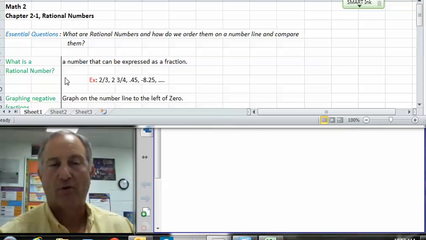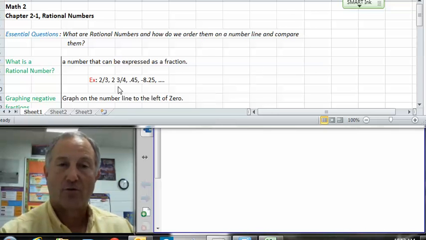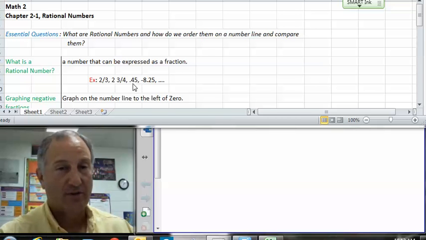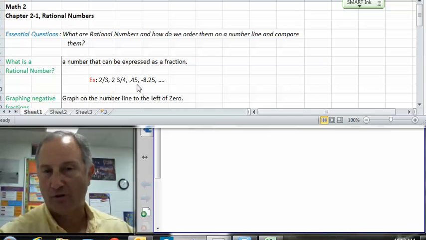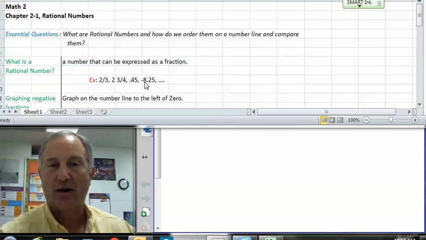So if we can write the number as a fraction, it's rational, like 2/3, 2 3/4, 0.45, which we would say as 45 hundredths or 45 over 100. Negative 8.25 is negative 8 and 25 hundredths, negative 8 and 25 over 100. Anything that can be written as a fraction is a rational number.